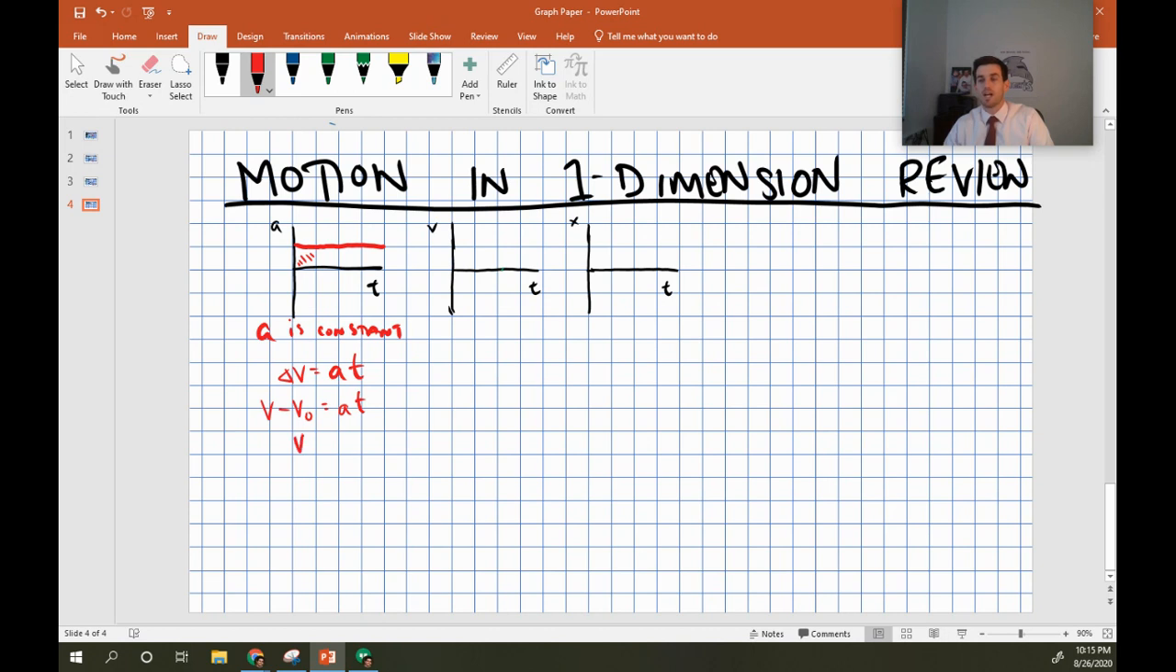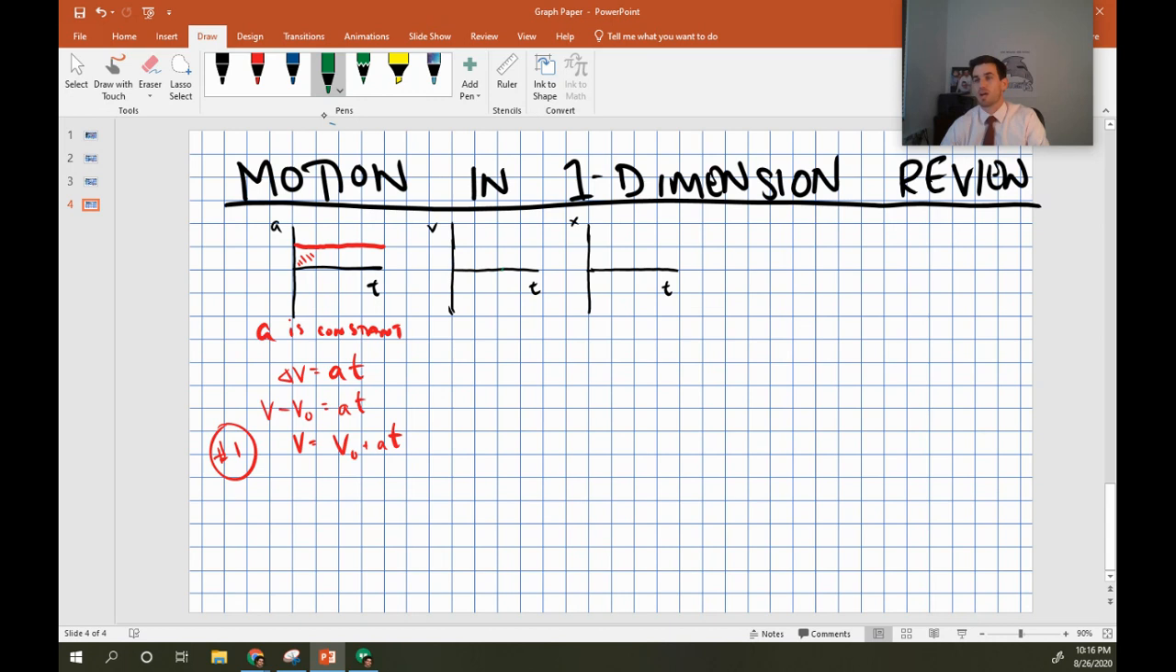And then I could add V naught to each side, and that gives us an interesting equation that I hope looks familiar. That's our first kinematic equation. Cool, so we're one down, two to go. Let's go to our second graph here, and let's just build from this to the next one.